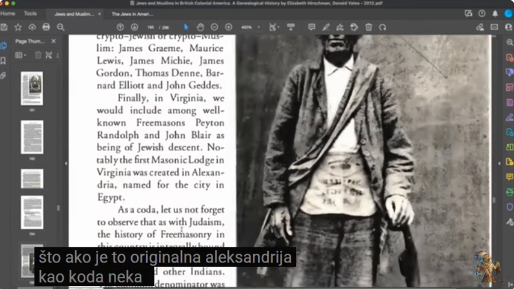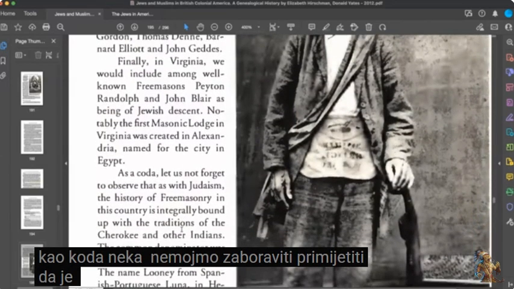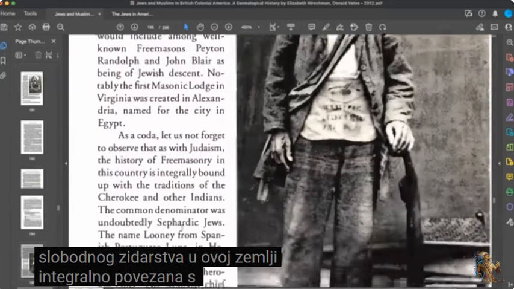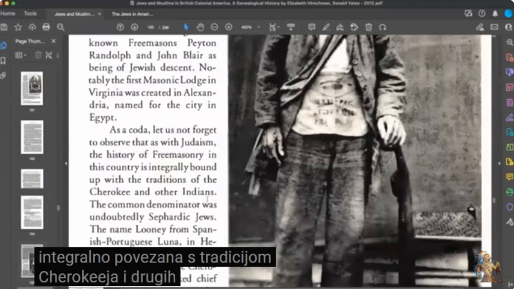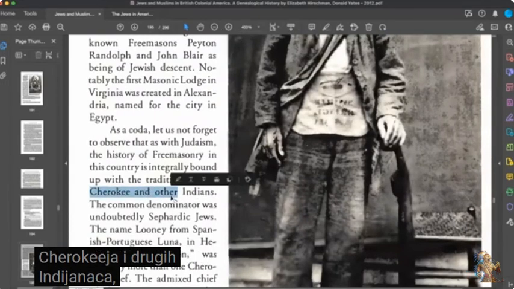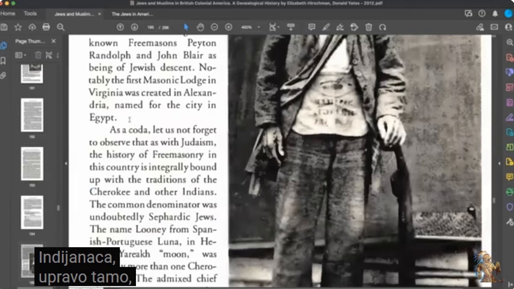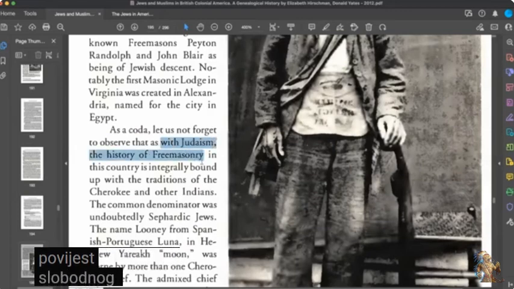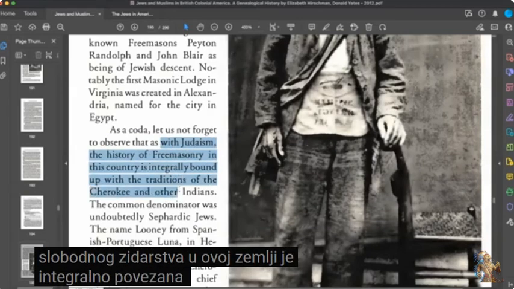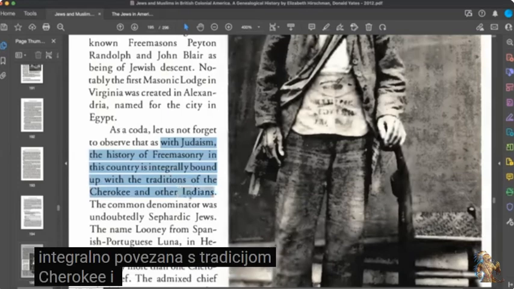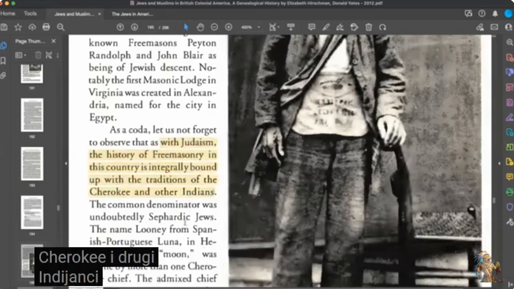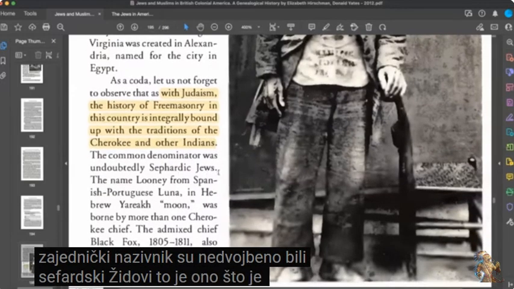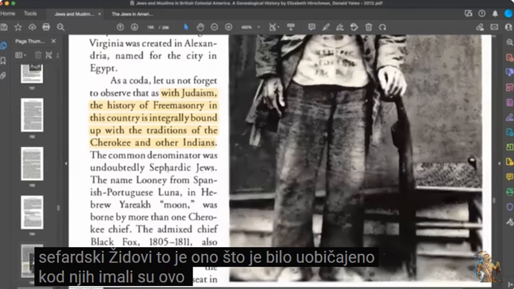As a coda, let us not forget to observe that, like Judaism, the history of Freemasonry in this country is integrally bound up with the traditions of the Cherokee and other Indians. Big one right there. The common denominator was undoubtedly Sephardic Jews. This is what was common about all of them. They had this in their blood.